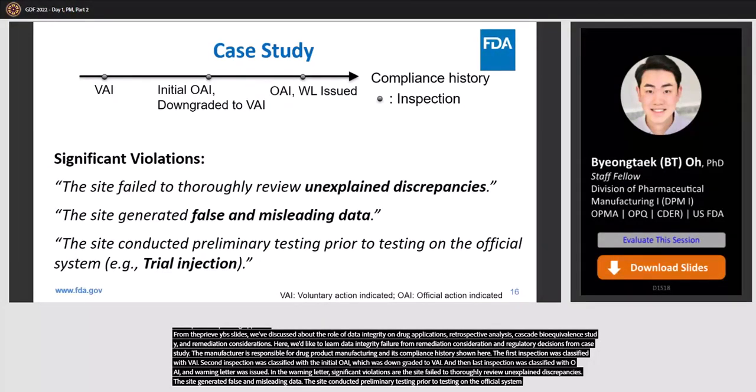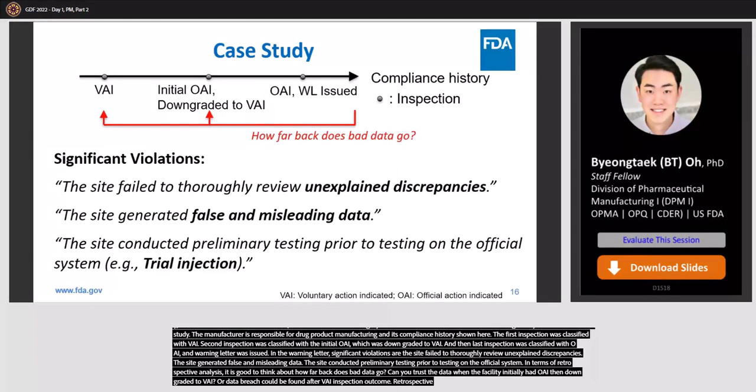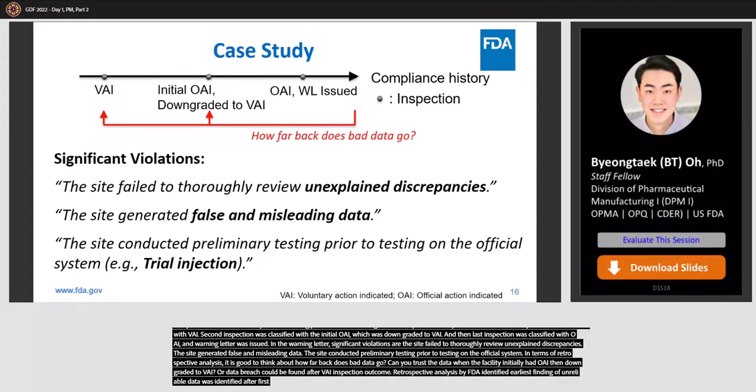In terms of retrospective analysis, it is good to think about how far back the bad data goes. Can you trust the data when the facility initially had OAI, then downgraded to VAI? Or a data breach could be found after a VAI inspection outcome. Retrospective analysis by FDA identified that the earliest finding of unreliable data came after the first inspection with the VAI classification.